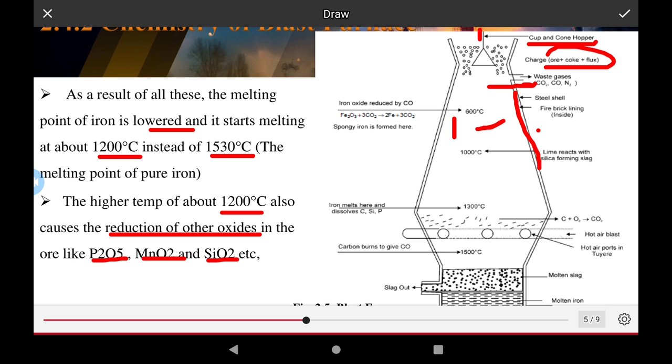The iron oxide is reduced by CO: Fe2O3 plus 3CO is equal to 2Fe plus 3CO2. Spongy iron is formed here. This is the midpoint of the furnace, at about 1000 degrees Celsius of temperature. Lime reacts with the silica, forming slag. Iron melts here and dissolves carbon, silicon and phosphorus. The temperature at the bottom is 1300 degrees Celsius. C plus O2 is equal to CO2. This is the bottom phase, where the temperature is higher.